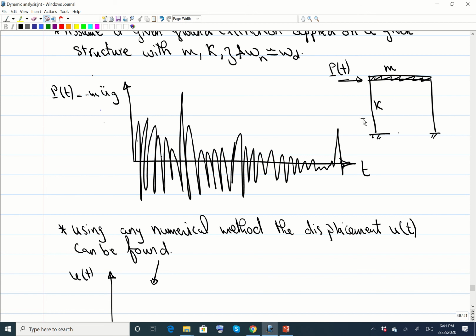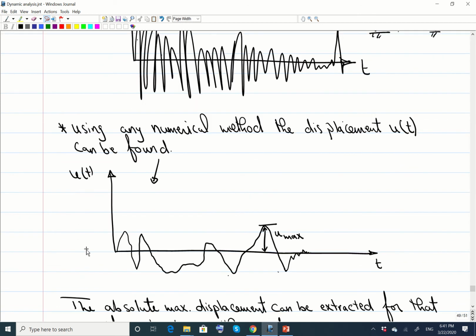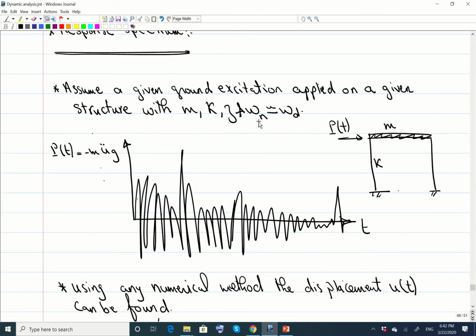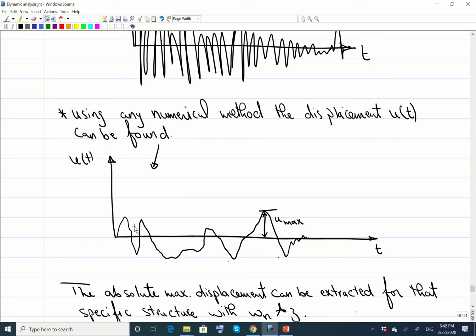Can we find the response? Yes, you can use any numerical method to find the displacement as a function of t, as you did in the first assignment, the second assignment. Any numerical method, like the time-stepping method or the Duhamel integral, you find the displacement, the response. So this is the response of that structure with that given m, k, omega n, and zeta. Once you find this displacement, we can extract the maximum displacement. So with this earthquake applied, the maximum displacement will be that value.